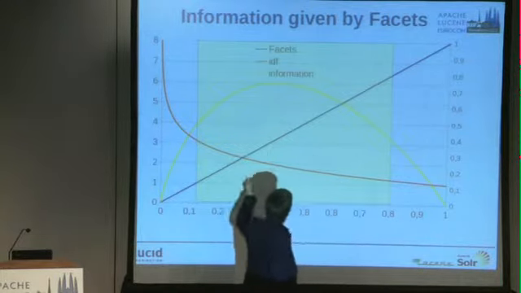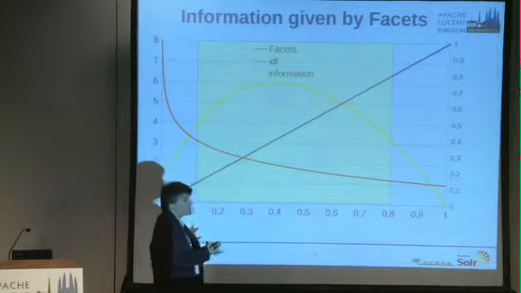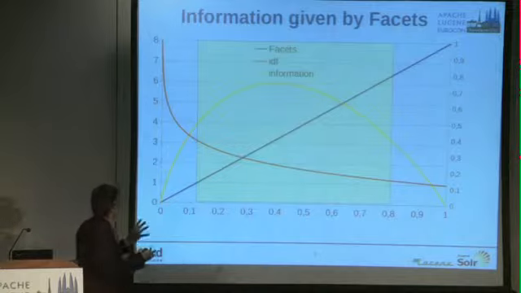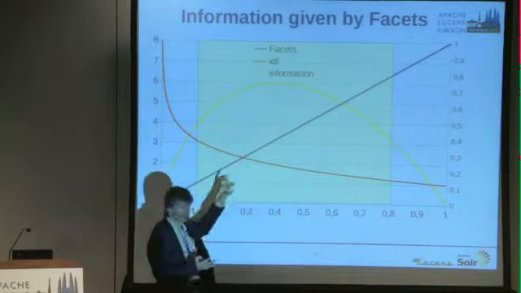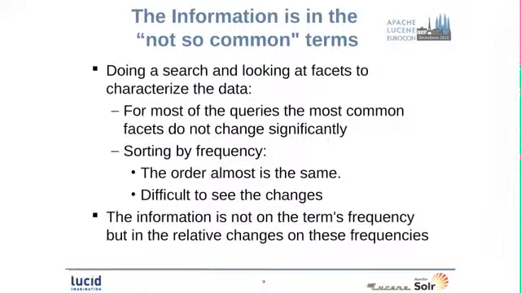But we are interested in the ones in the middle. If the yellow line indicates how much information we get from the words, I think that the ones in the middle are the ones that will give us more information. The information is not in the too common terms, not in the too rare. It's in the not so common terms, yeah? Something in the middle.